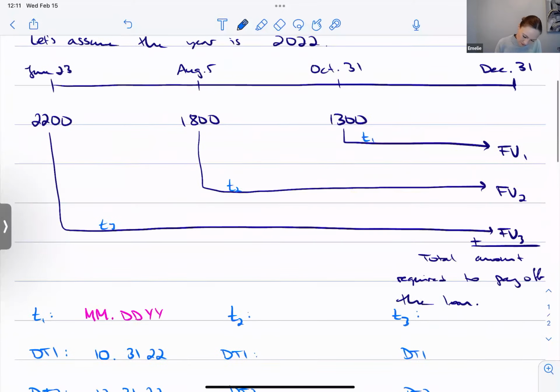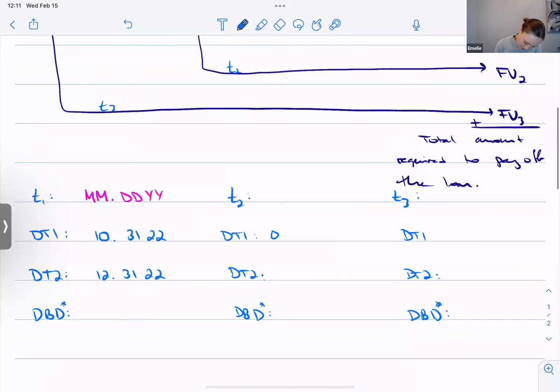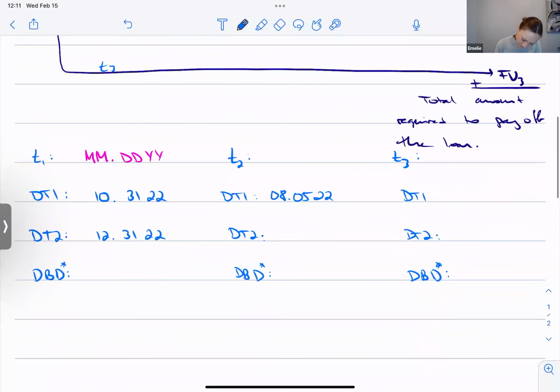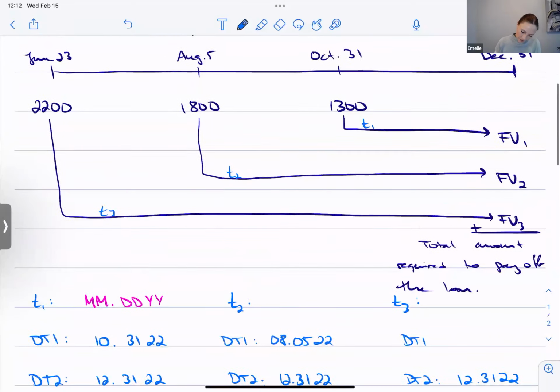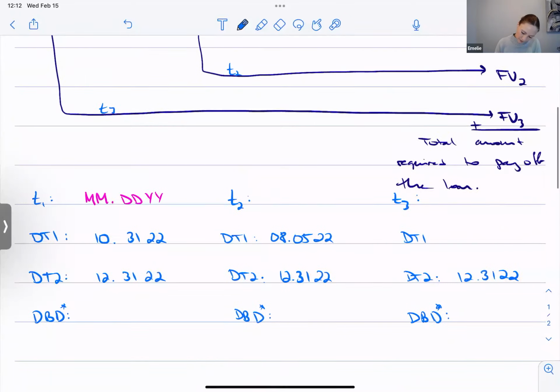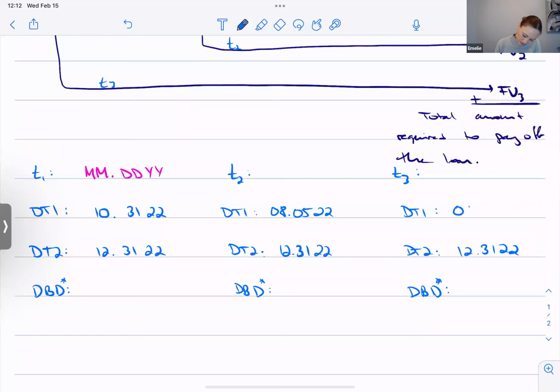August 5th. August is 08, so 08.05.22. And 12.31.22. I'll put those in right away, because date 2 is always the same. June 23rd is 06.23.22.